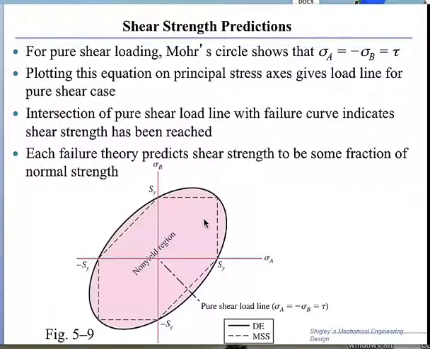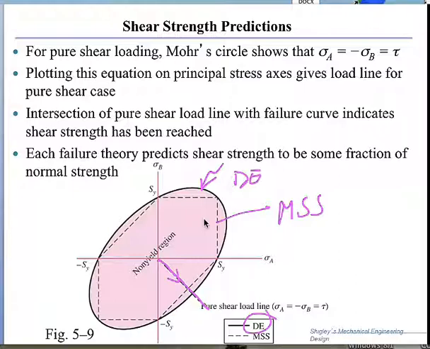So the predictions that we will see here: we have two lines. This is the distortion energy, DE is the distortion energy line, and this line here is MSS, the maximum shear stress line. And if we have, for example, pure shear loading, that is equivalent to one stress positive, one stress negative of exactly the same magnitude but negative.